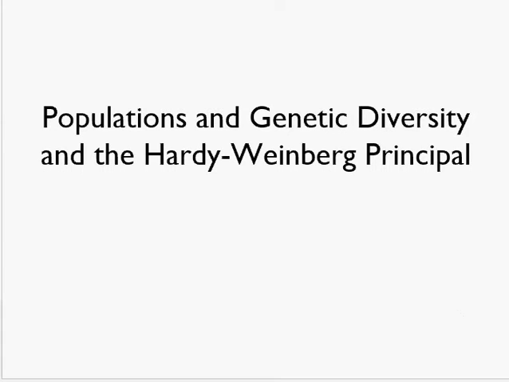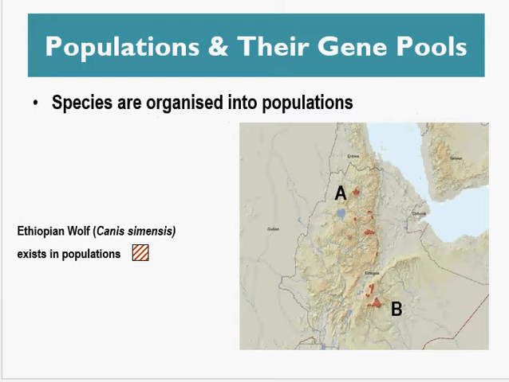Okay, so this is our third little video in conservation biology, and this one is looking at populations, genetic diversity, and the Hardy-Weinberg principle. We've already talked about populations, and I said that populations are very important because they are the arena in which genetic material acts. So a population is probably the most important unit which you need to conserve.